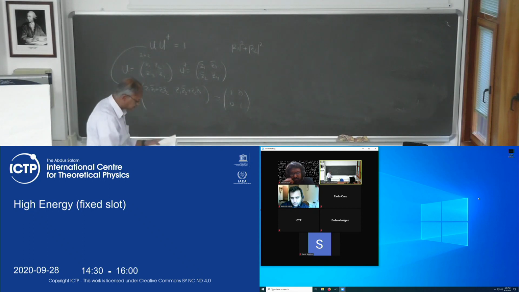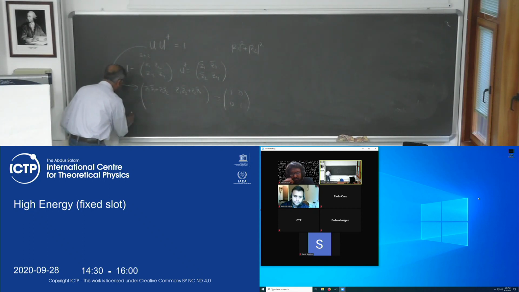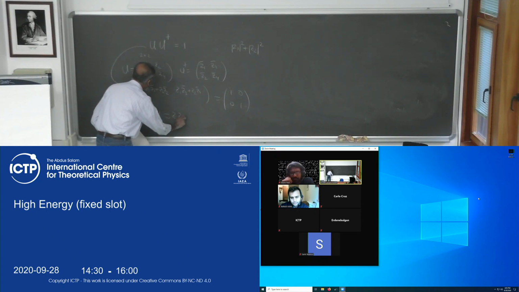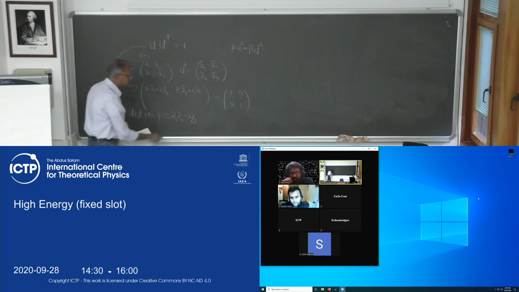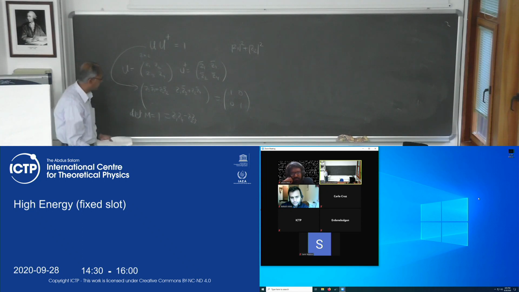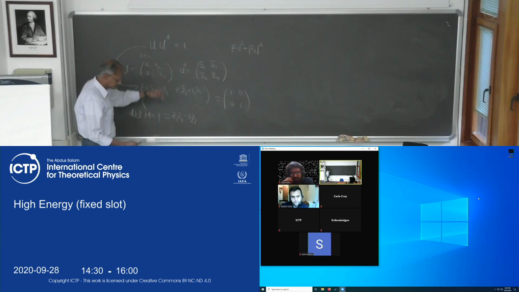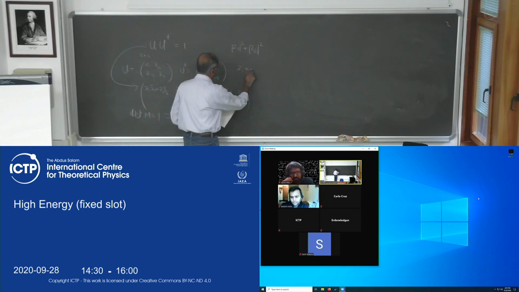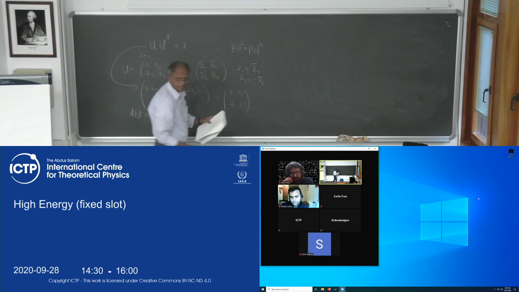Right, so we found that also the determinant condition, det U equal to 1, says that the determinant is Z1 Z4 minus Z2 Z3, and this is equal to 1. So this is also a nonlinear equation, quadratic in these variables, right? And then we found that the solution was Z1 equal to Z4 bar, and Z2 equal to Z3 bar.